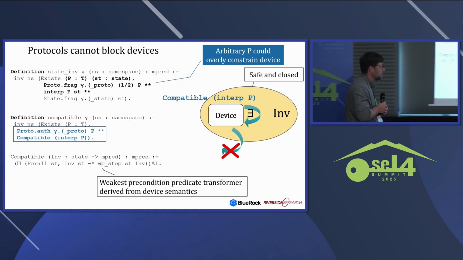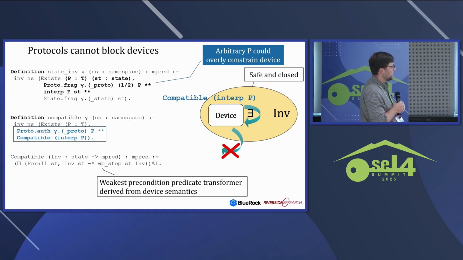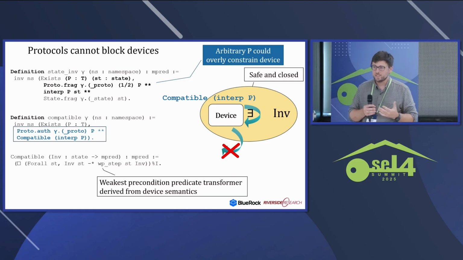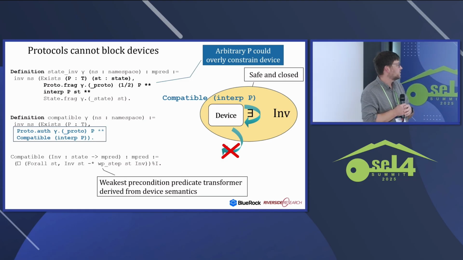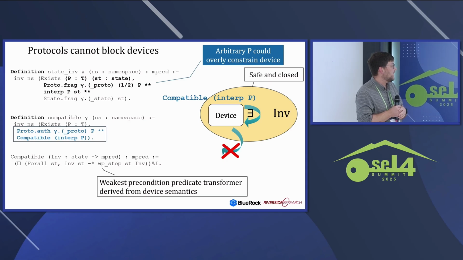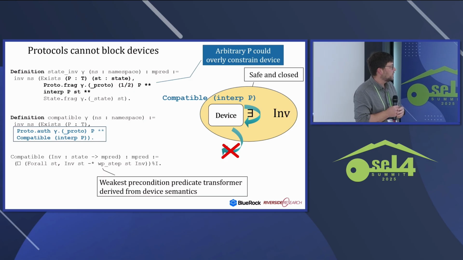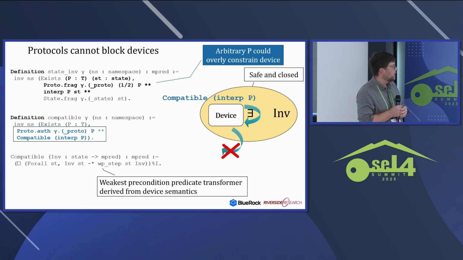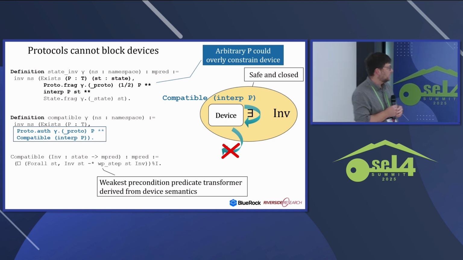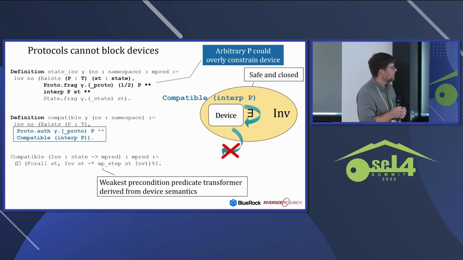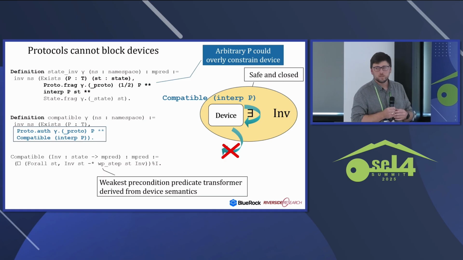And what that means is that whatever step the device is about to take, it's safe, or there is at least one step that the device can take, so it's a safe state. And whatever step the device takes brings the device back into the invariant. Okay, and WP step here, I don't have the definition of that in the slide deck, but you can think of this as derived from the operational model of the device. It's the weakest precondition predicate transformer semantics derived from the device semantics.